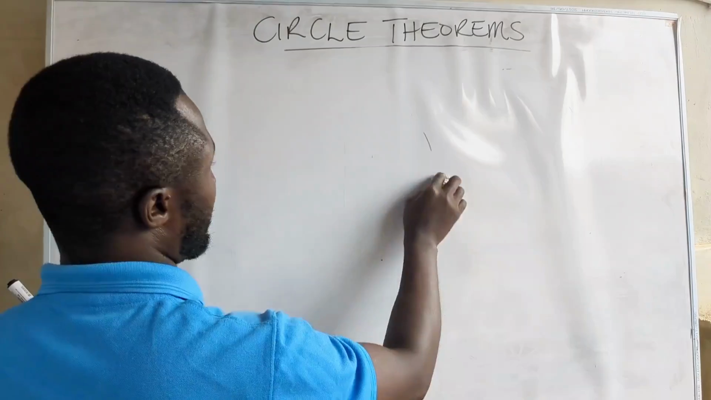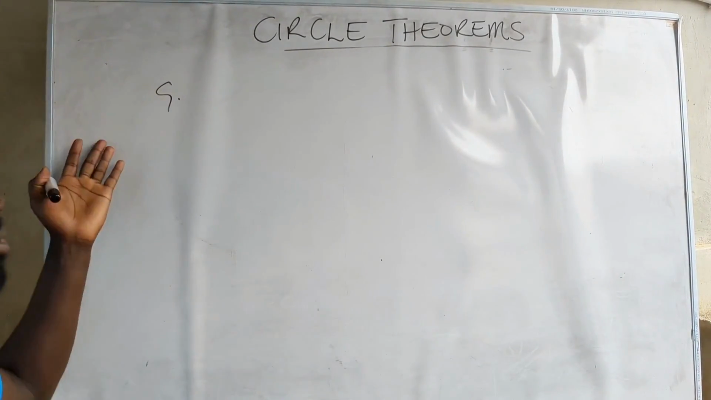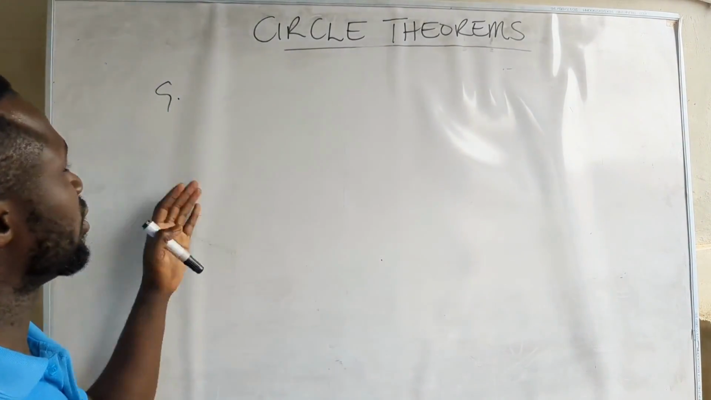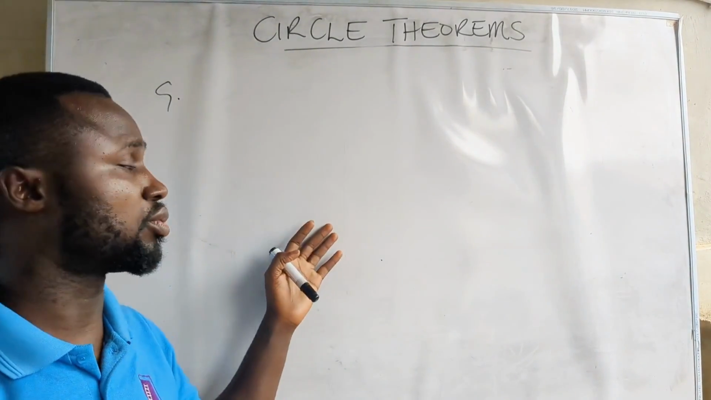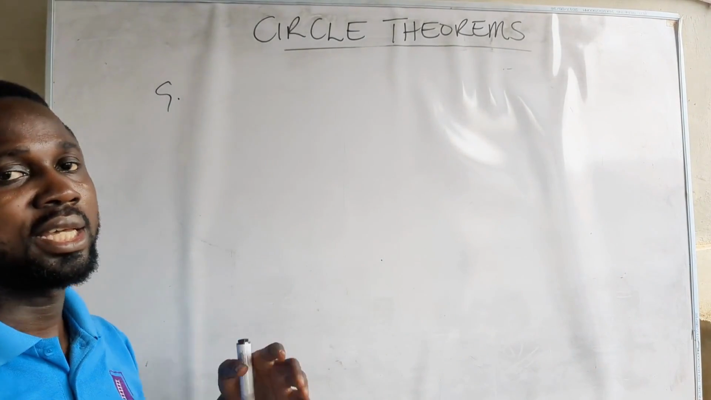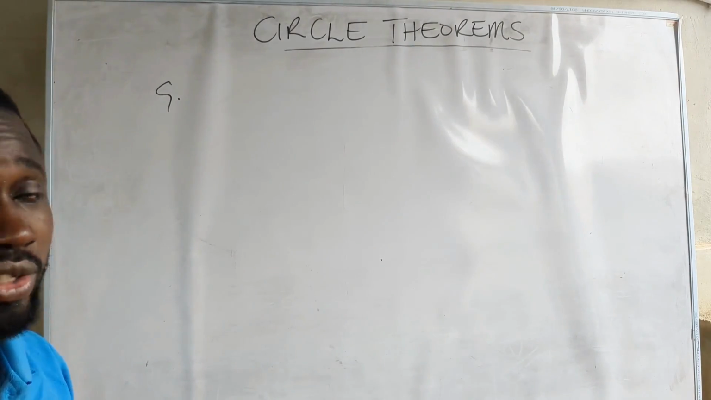So let's talk about the last one I want to talk about. Let's talk about this property also. This property is that the angle between a chord and a tangent is the same as the angle that the chord subtends at the circumference of the circle.